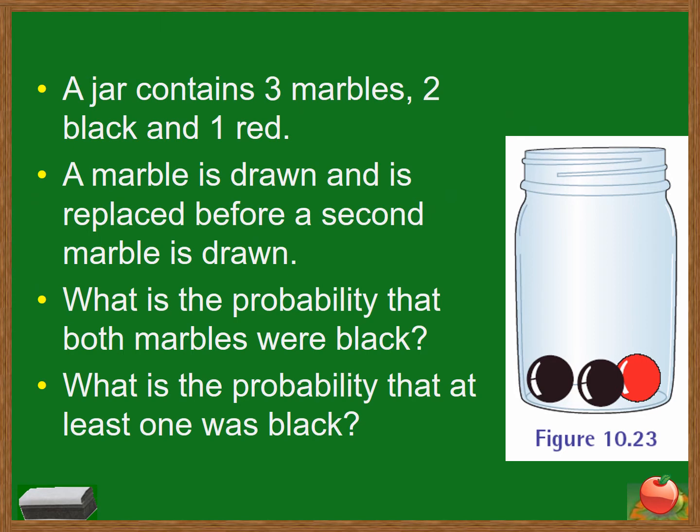So suppose we look at a different example. We have this jar and it contains 2 black marbles and a red marble. So we're going to draw a marble from the jar, and then we'll put the marble back in and make a second draw. So we want to look at 2 probabilities here. What is the probability that both marbles are black? And what is the probability that at least one was black? So let's look at the tree diagram and determine those answers.